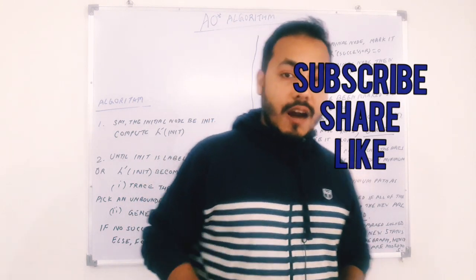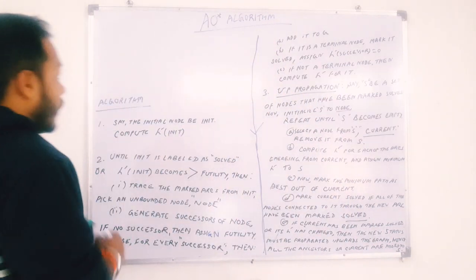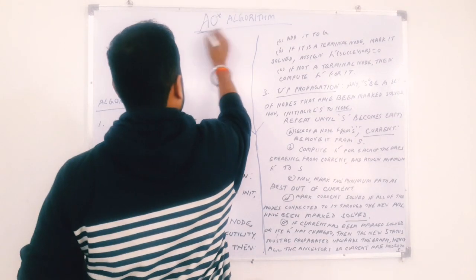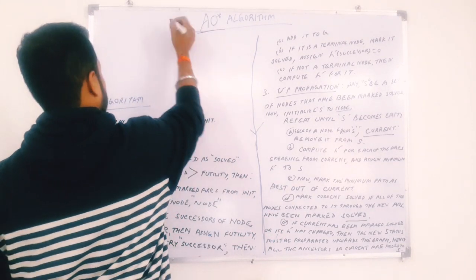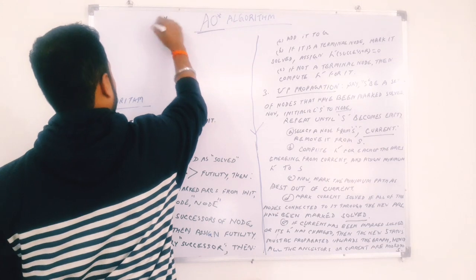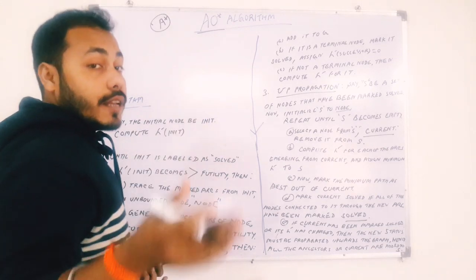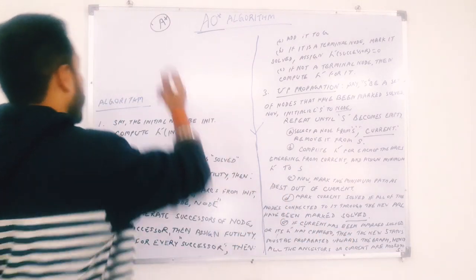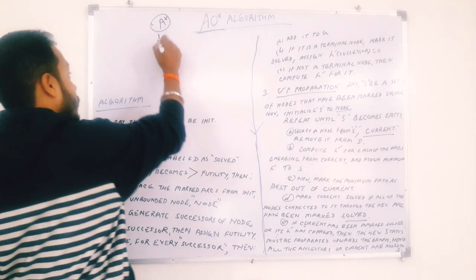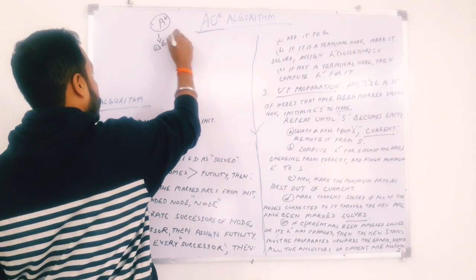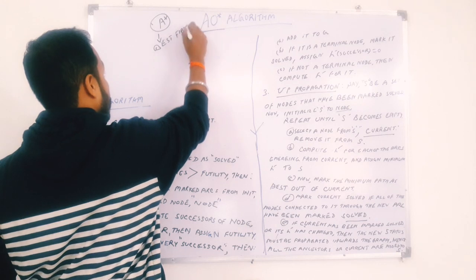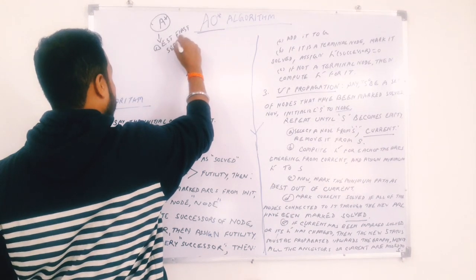Okay, then let's start today's class. AO star algorithm. Just in the last class you went through the A star algorithm, and you saw that A star algorithm is a modified version of the best first search algorithm.